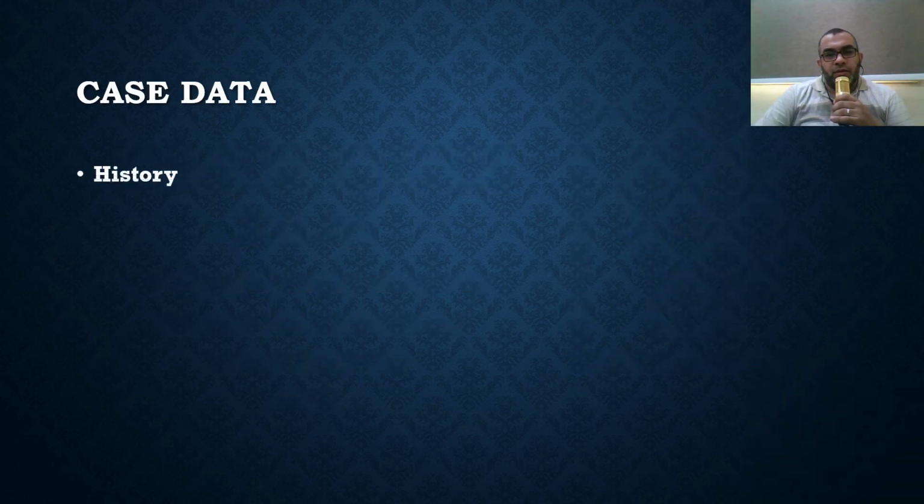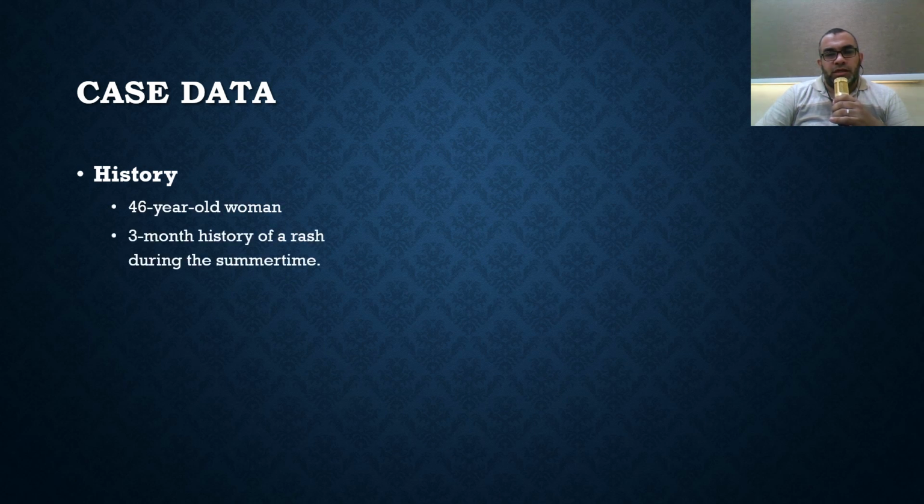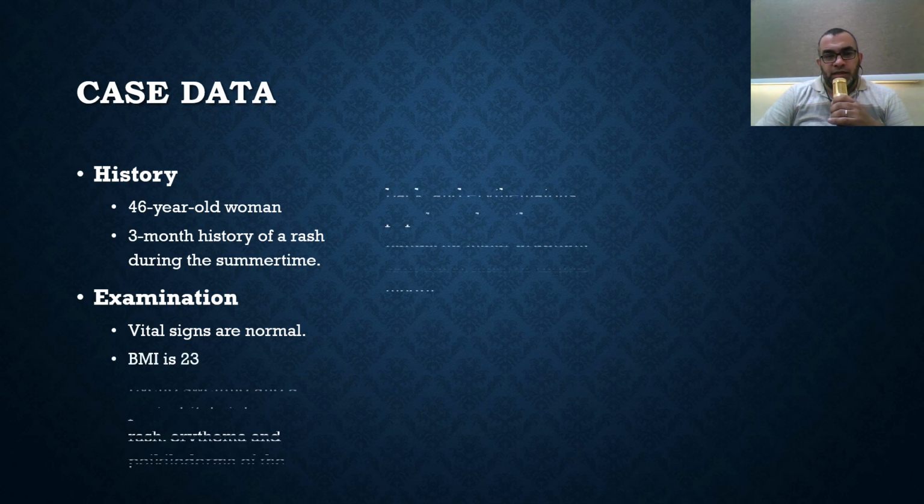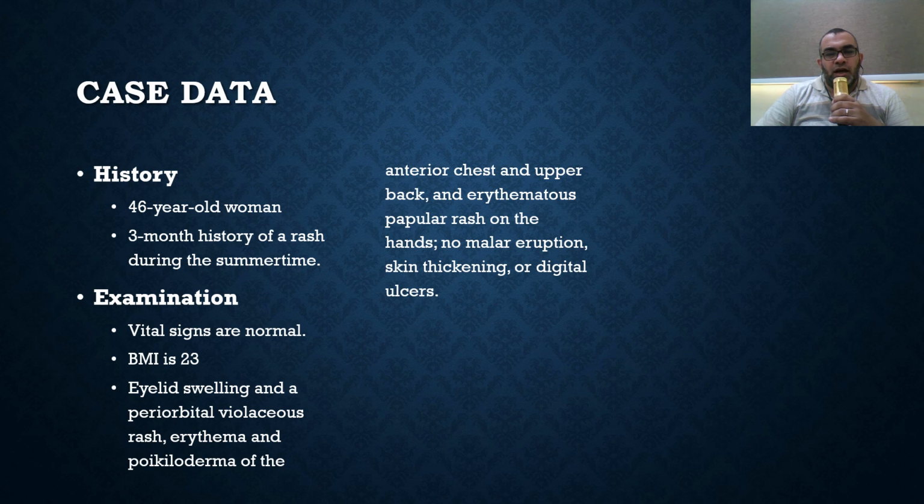Case data: 46 years old woman with 3 months history of rash during summertime. By examination, her vital signs are normal, BMI 23. She had eyelid swelling and a periorbital violaceous rash, erythema and poikiloderma of the anterior chest and upper back, and erythematous papular rash on the hand, with no malar eruption, skin thickening, or digital ulcers.